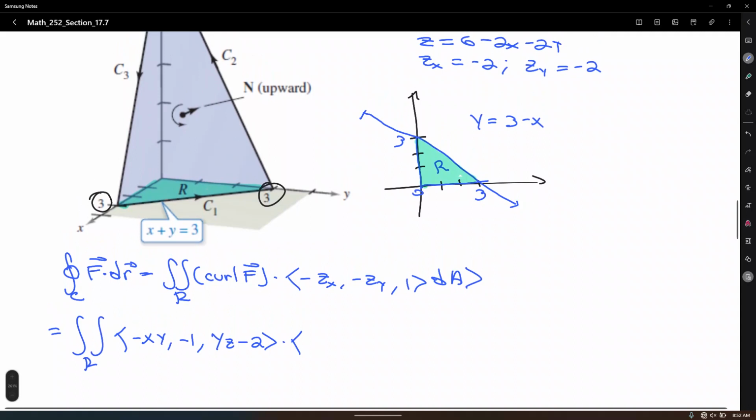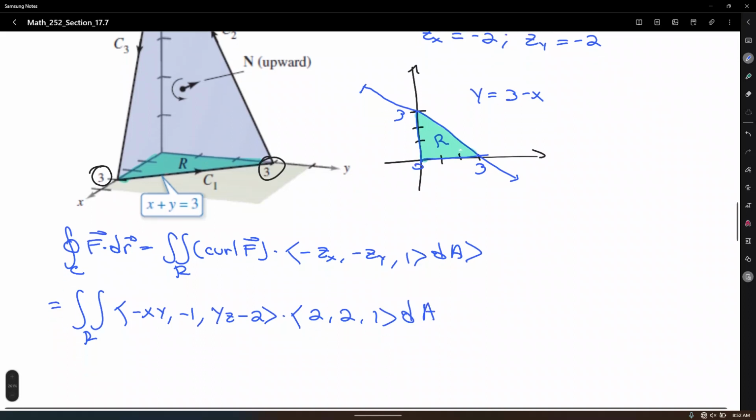But again, those partial derivatives, we need to change the sign of whatever they are. Now, the partial derivatives of the function that describes the surface are already negative, so times those negatives in the formula, in the integrand, they're going to become positive. That is 2, 2, 1, dA. And what's next? Let's do this dot product right here.